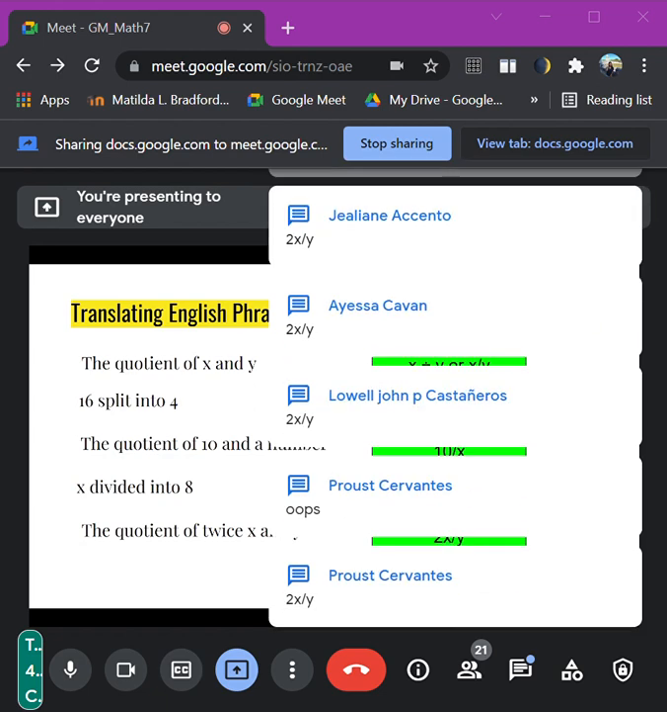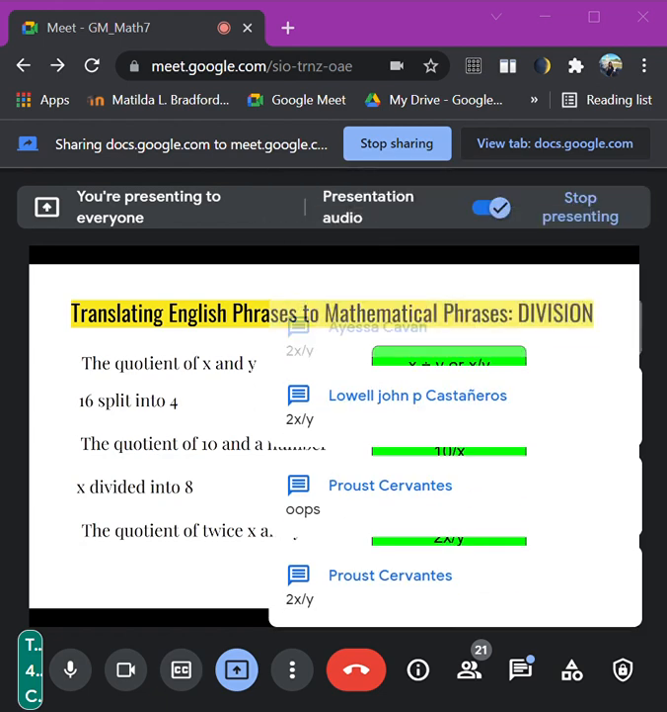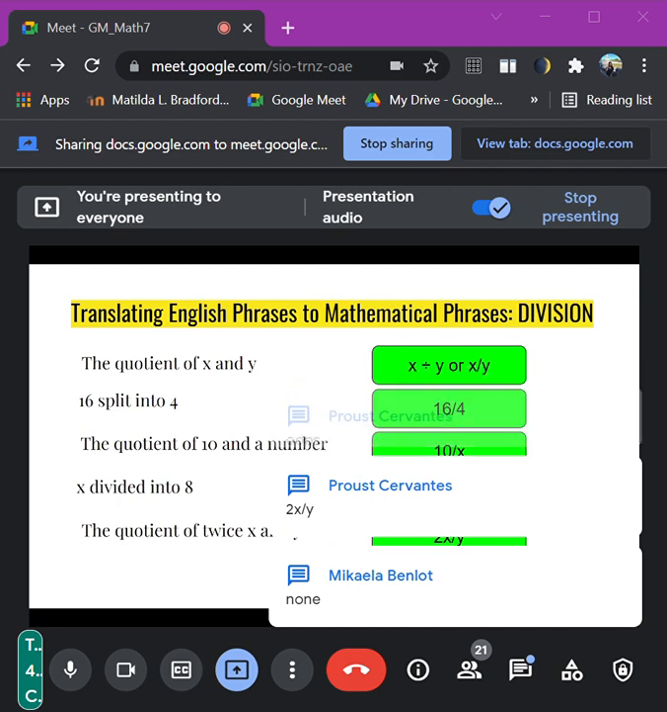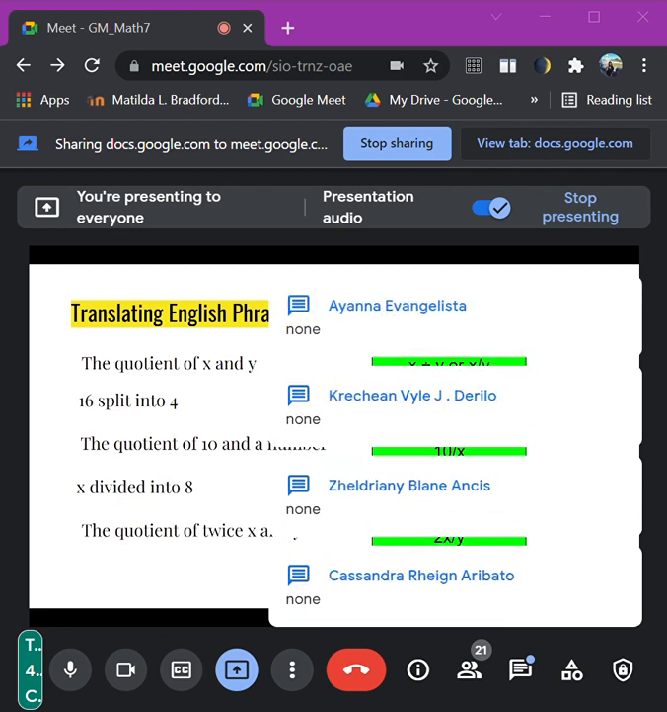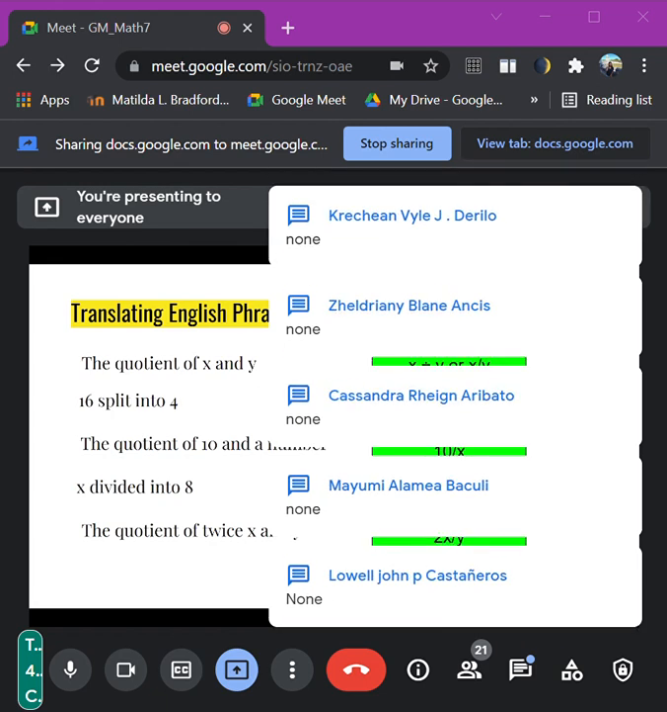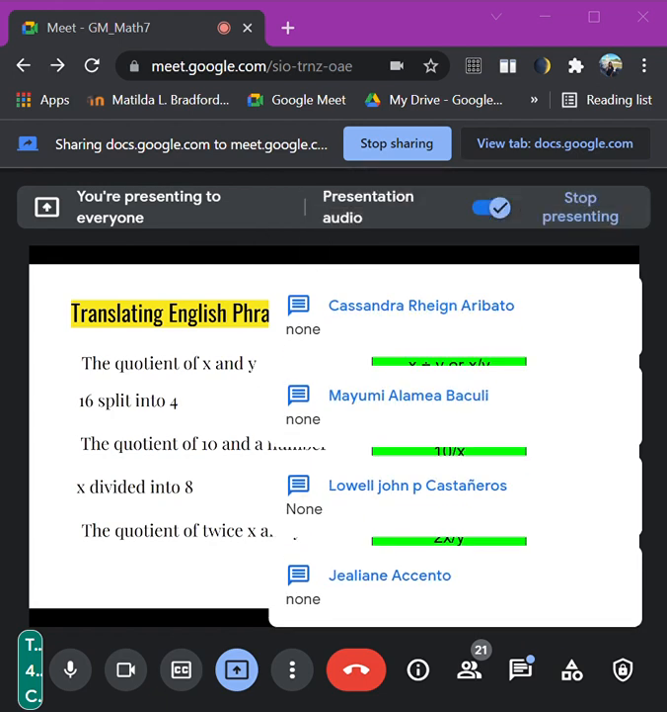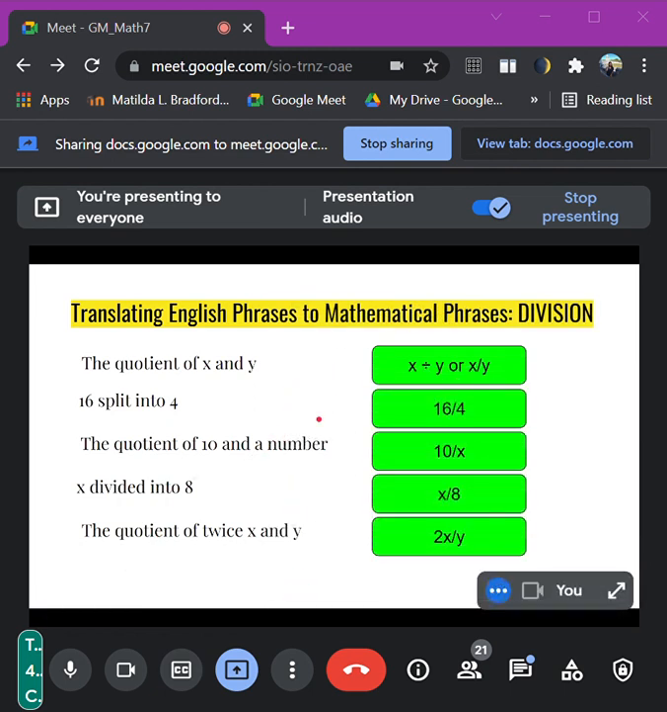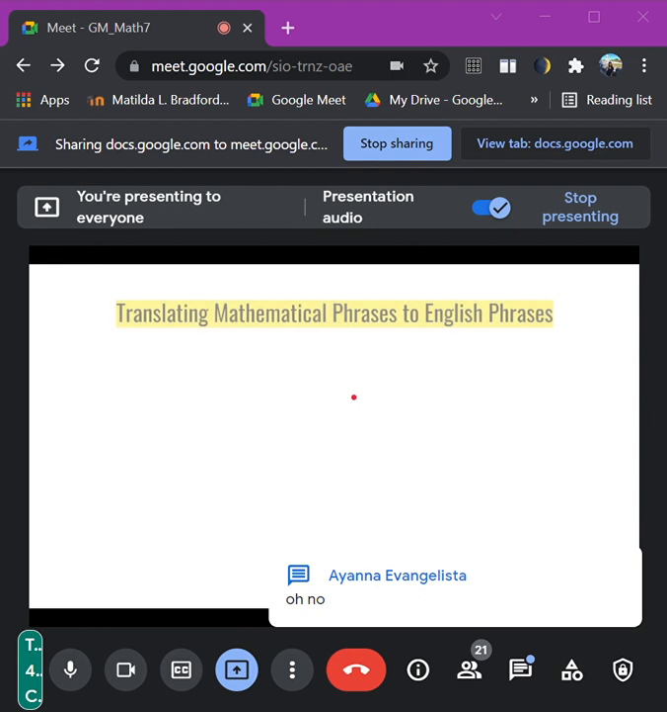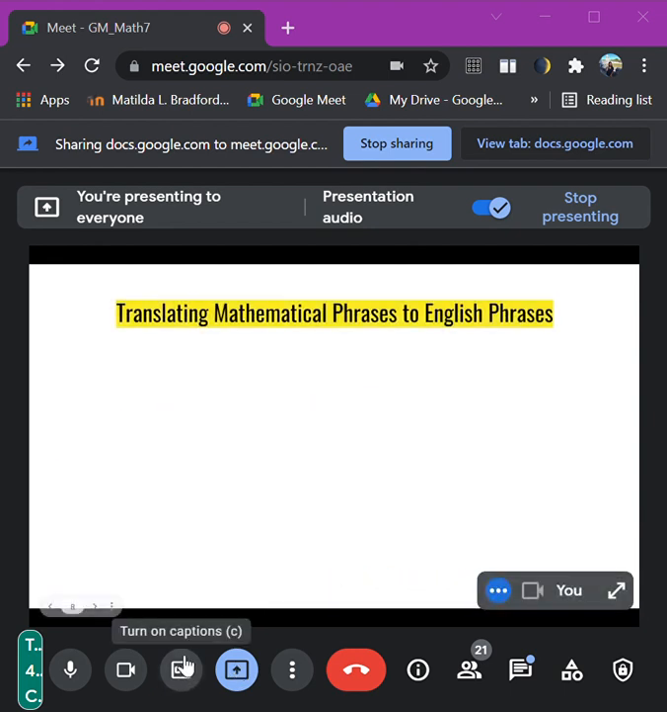Okay. So now, do you have any questions in translating English phrases to mathematical phrases? None, sure. Okay, nothing. Now, since we are done with English to mathematical, we're going vice versa. We will have translating mathematical phrases to English phrases.